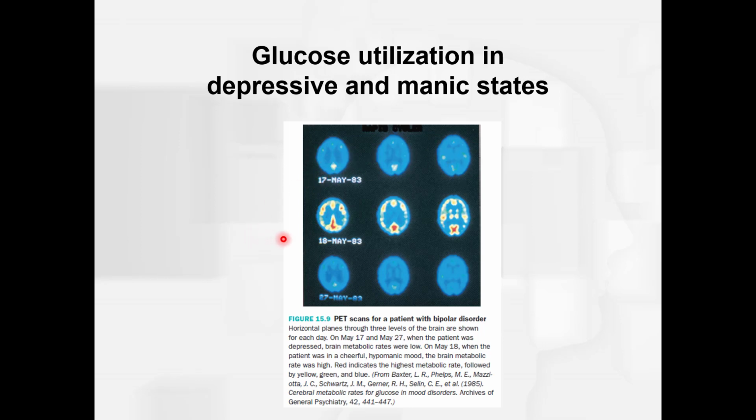Here on May 18th, when the individual was in a hypomanic, so not quite a manic state, but a hypomanic state that you learned about in the previous video, you can see there's a lot more brain activity going on. And then here on May 27th, when the patient again is in a depressed state, brain activity is low. So overall, there's an increase in glucose utilization, which means an increase in brain activity during periods of mania, and decreases of glucose utilization and thus decreases in brain activity during depressive states.